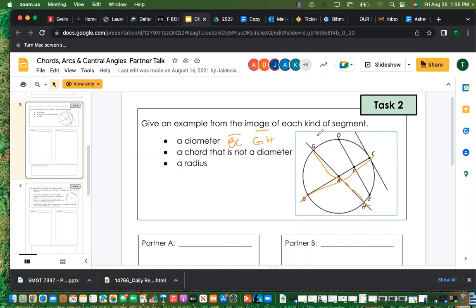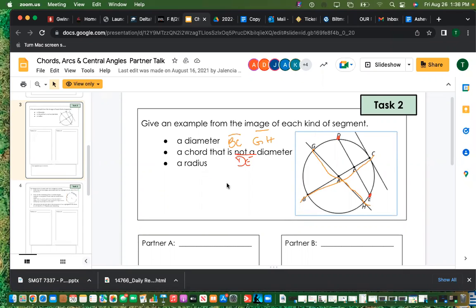What about AC? Now a chord that's not a diameter means any line that's going from one point to another on the circle that is not the diameter, which would be E.